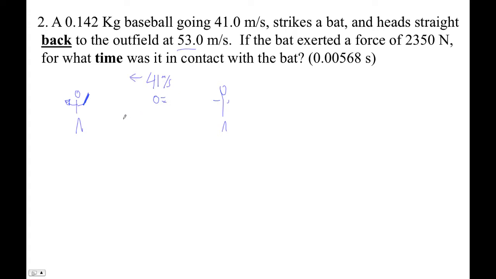And then they hit it at 53 meters per second. They hit it straight back, a line drive, and that is this way. Now, resist the temptation. We're still going to use this same formula.